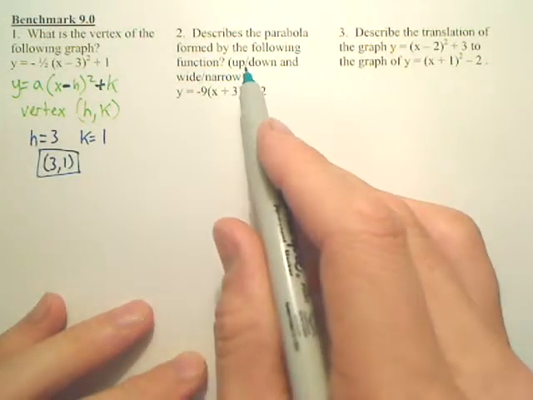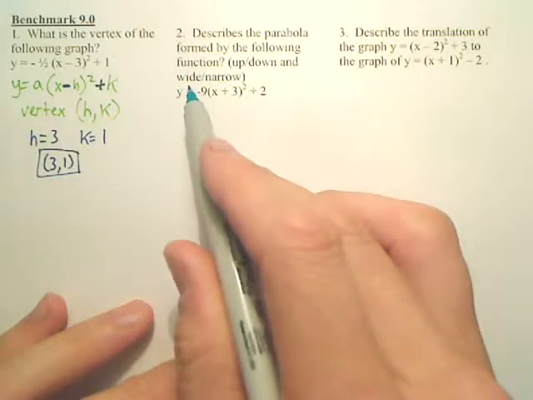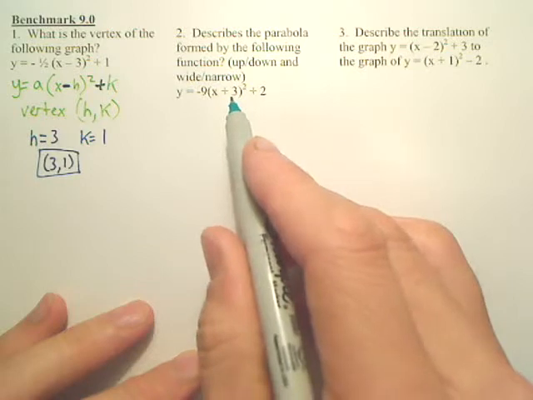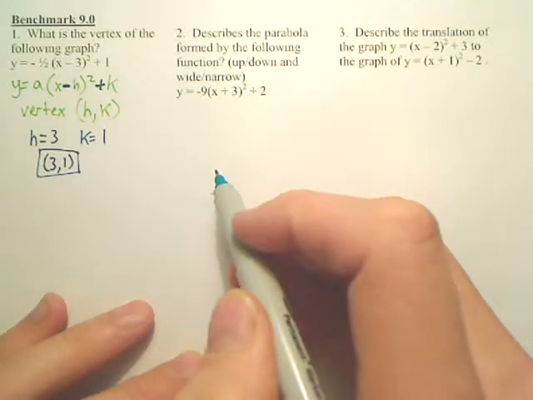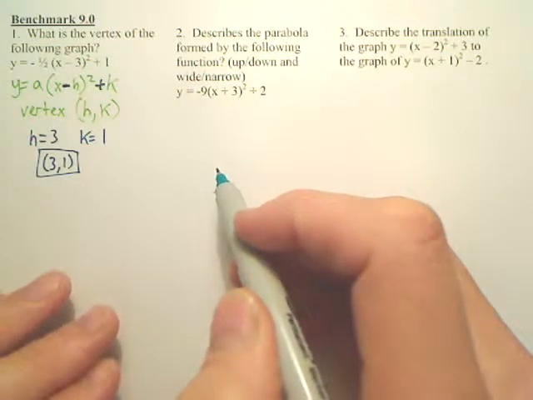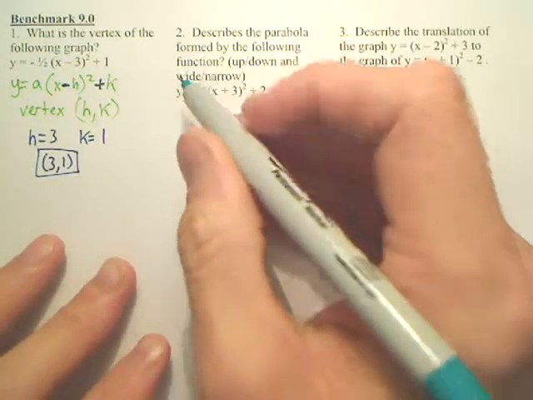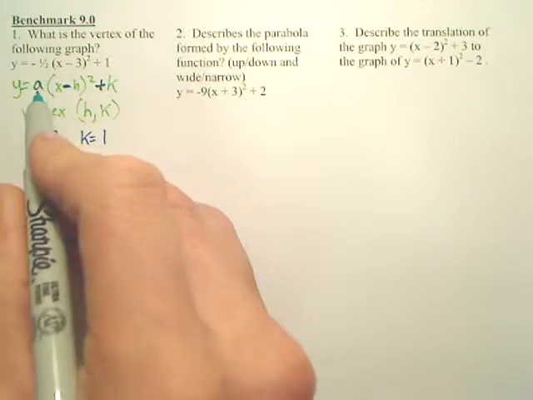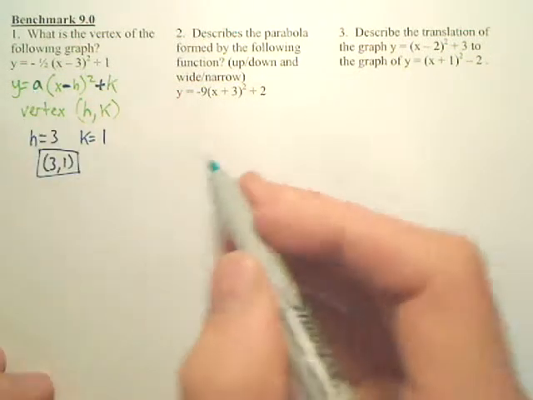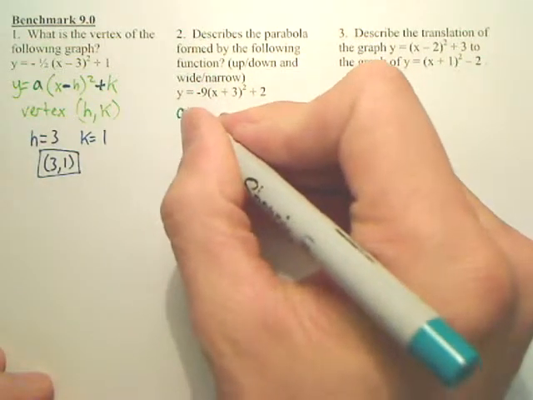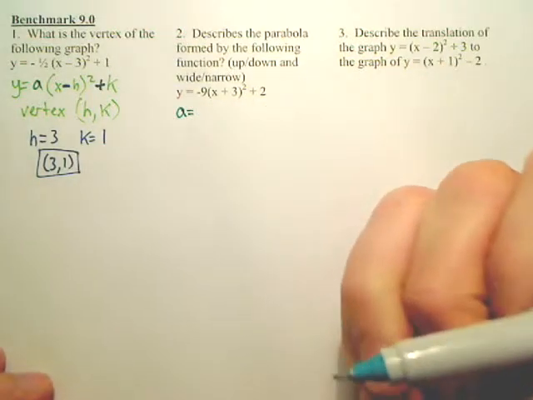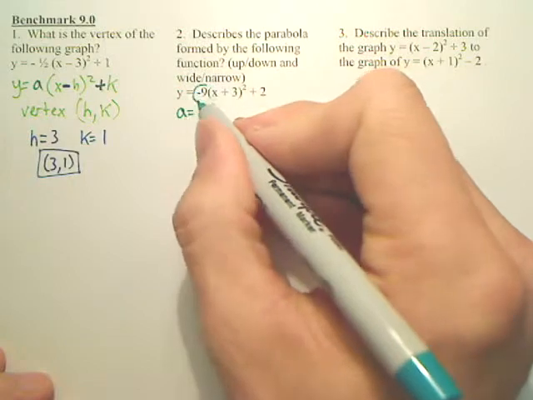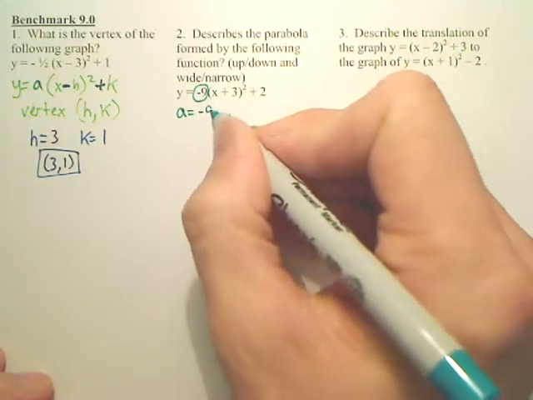Okay. Now, the second one: describe the parabola formed by the following function in terms of, is it facing up or is it facing down? Is it wide or is it narrow? Now, do we care about the vertex for that? No. The vertex is kind of where the parabola is located. What we care about is your a value, the number in front. So in this situation, what's a? It's the number right there, so that is negative 9.